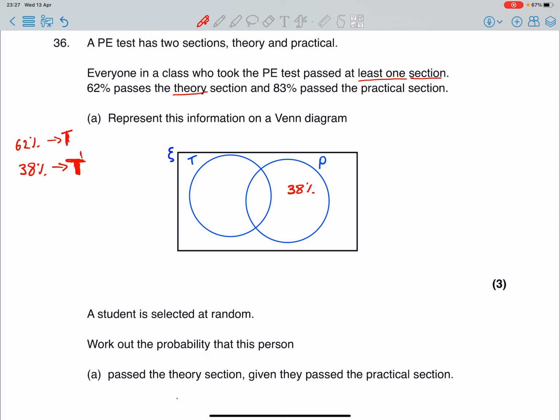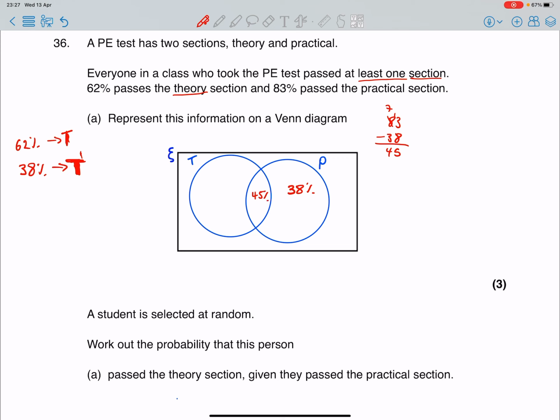Okay? And equally, we know that 83% of people passed the practical section. That means that the whole circle for practical must add up to 83. So if I do 83, take away 38, funny that they're backwards. 3 take away 8, so 13 take away 8 equals 5. 7 take away 3 is equal to 4. So this bit's going to have to be 45. Okay, so that's 45%.